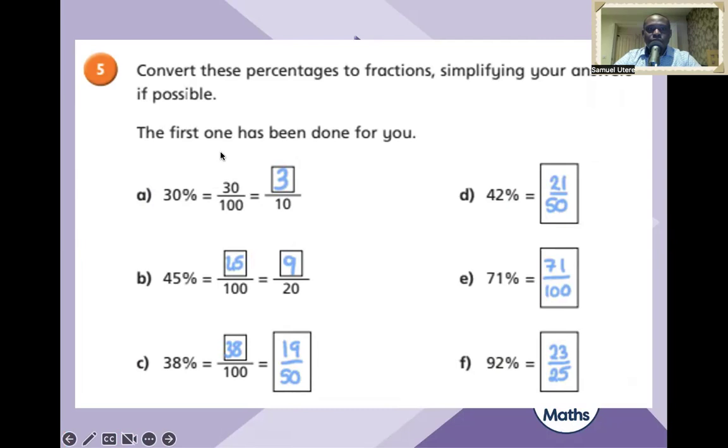Here you were asked to convert these percentages to fractions, simplifying your answers if possible. And here are the answers. So this could have been written as 42 over 100. And then if we divide by 2, 42 divided by 2 will be 21, and 100 divided by 2 will be 50. This one we won't be able to simplify. That one we can simplify. And so on and so forth.